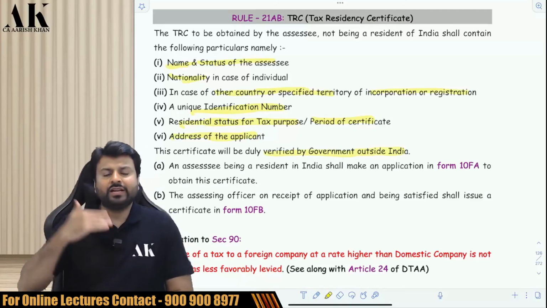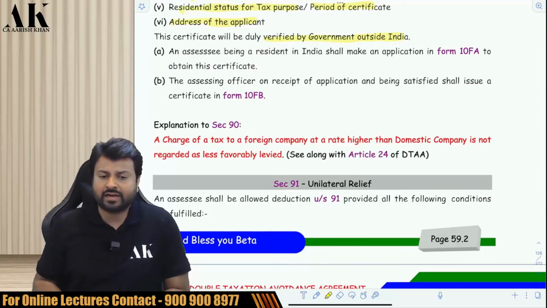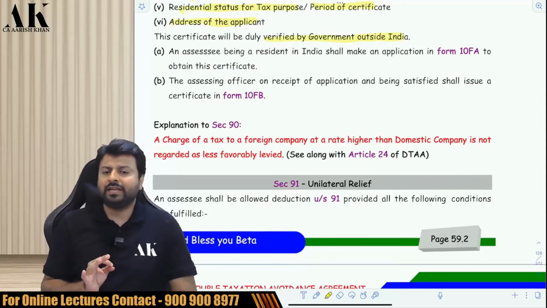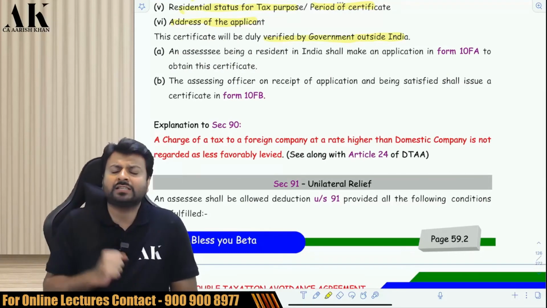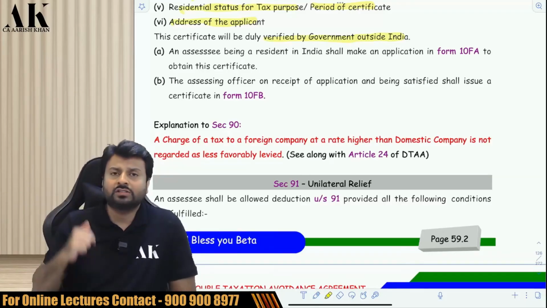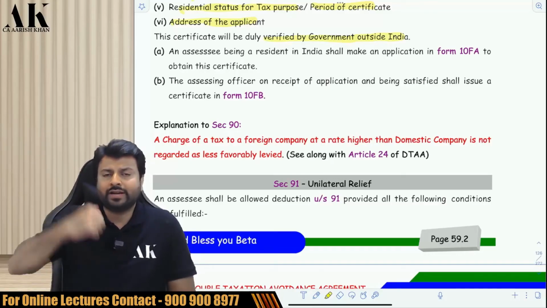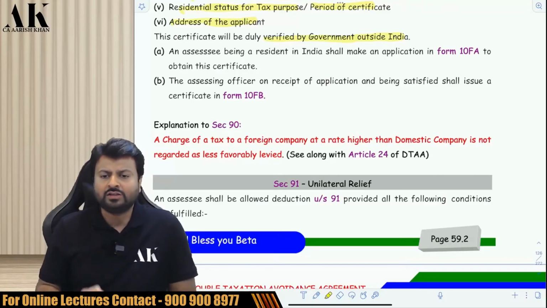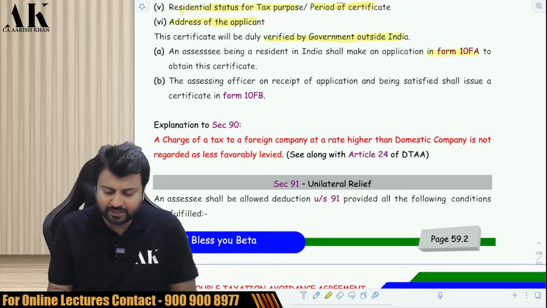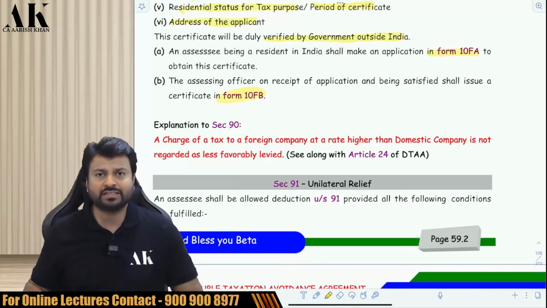In India also, what does the Indian government give? Tax residency certificate. How does the Indian government give the tax residency certificate? That is also important. The Indian government gives a tax residency certificate to Indian residents because they also have to present that in a foreign country. Yes or no? Suppose Indian residents want to take the benefit of the India-UK DTAA, the UK tax authority will also ask for the certificate. So the assessee has to make an application in form 10FA and the department will give you the certificate in form 10FB, and accordingly you can show that certificate and take the benefit.